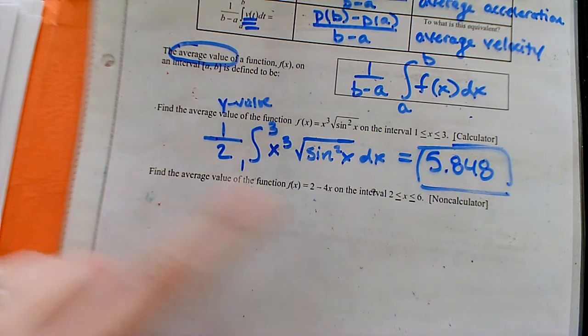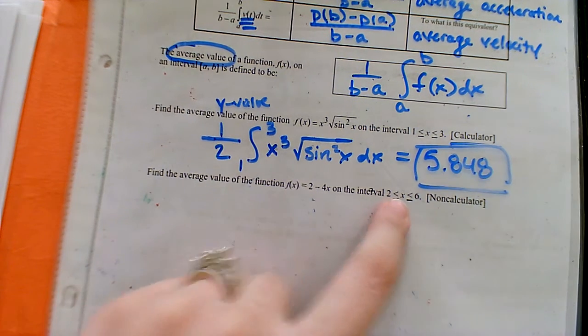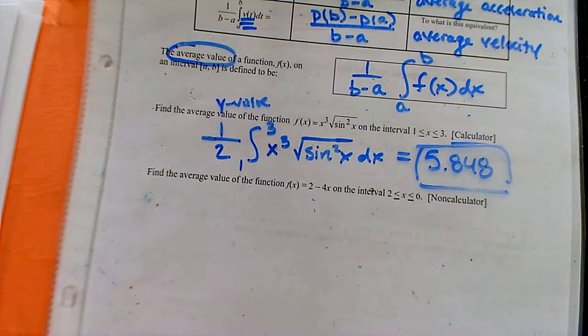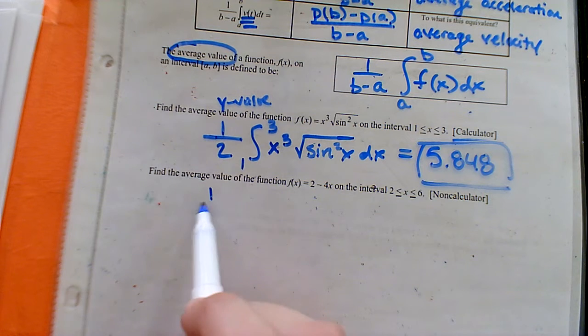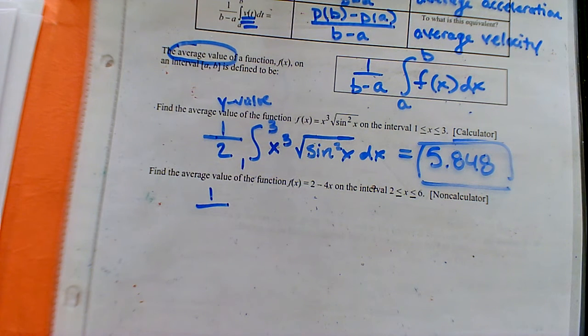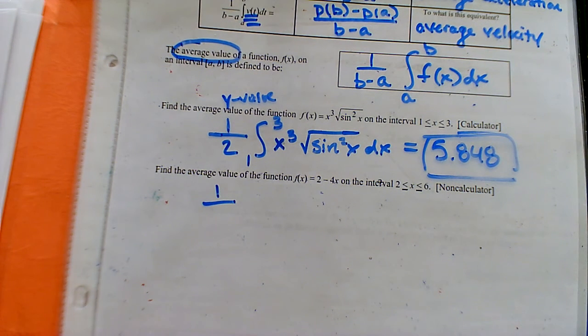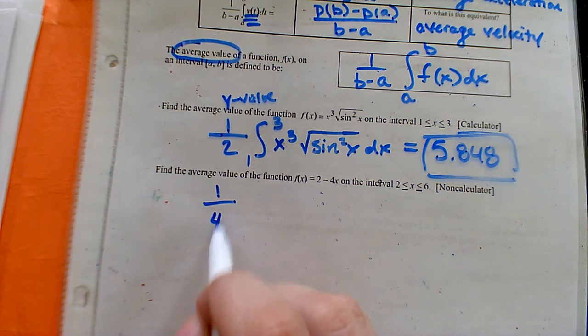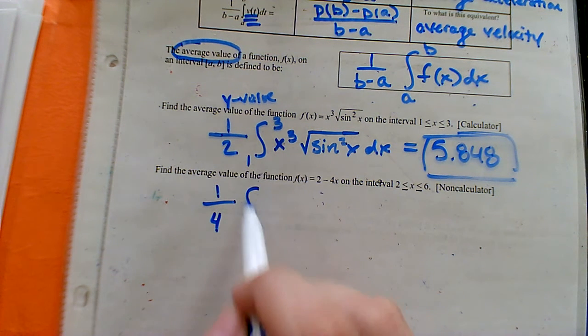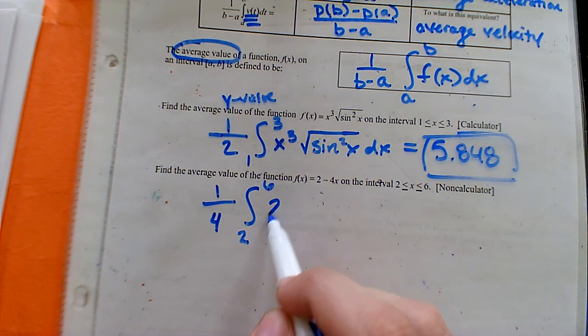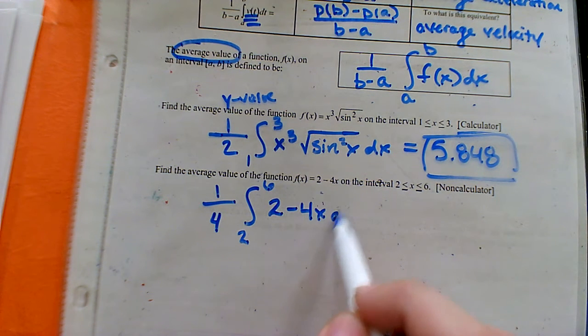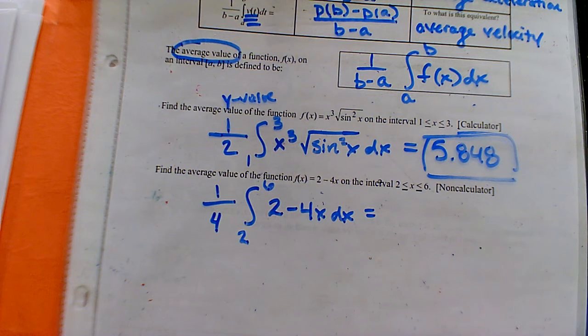Let's try kind of the same question. Okay, find the average value of this function from 2 to 6, but we're going to try to do it without a calculator, so don't feel tempted to type it in. Okay, let's go ahead and do our setup. We need 1 over the difference of the bounds. If you go from 2 to 6, that would be 4. Integral from 2 to 6, and we have 2 minus 4x dx.